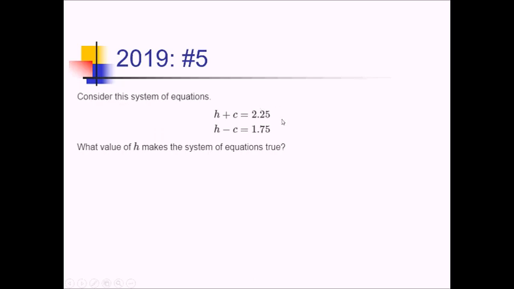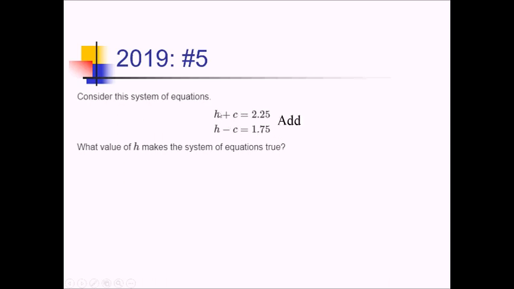Now, another way you could have done this problem would have been to move the c over to the other side so that you just have h isolated. Then you could set each equation equal to each other, solve for c, go back, plug in, solve for h. But it's really just faster if you add these equations together the way they are.